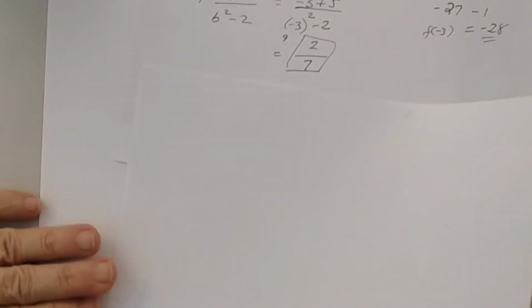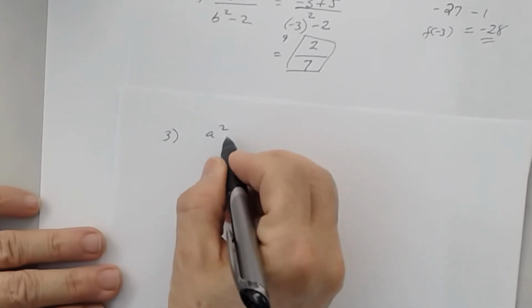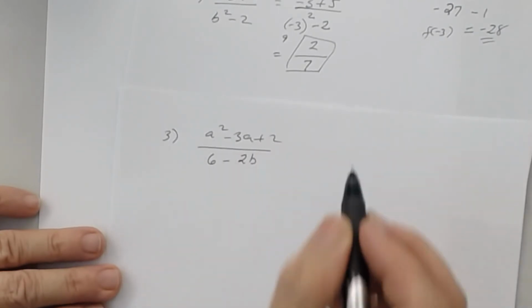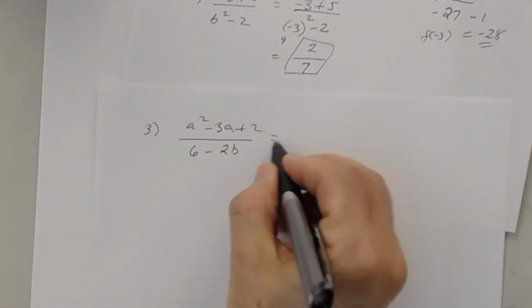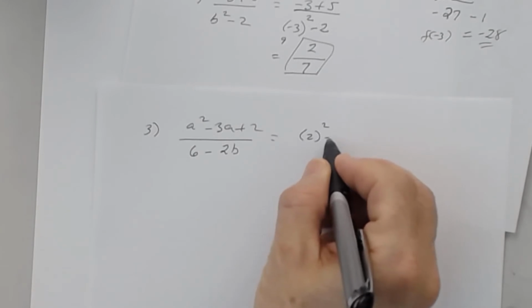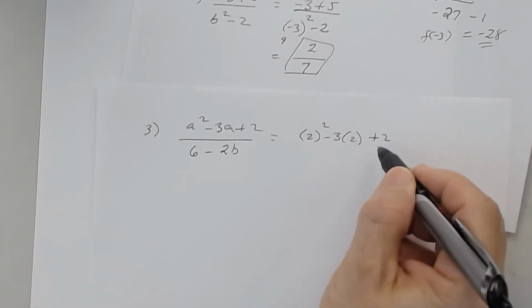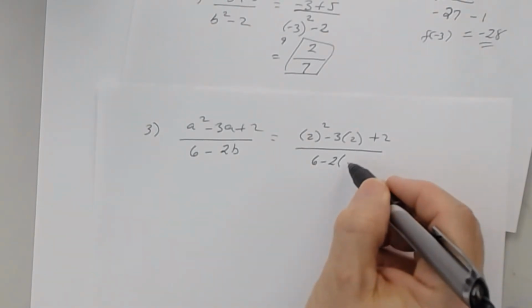All right, number 3. Suppose I had a squared minus 3a plus 2 divided by 6 minus 2b. Wherever I see the variable a, I substitute 2, and the variable b, I substitute negative 3. So I get in parentheses 2 squared minus 3 times a in parentheses, written as 2, plus 2, right? All divided by 6 minus 2 times in parentheses, what do I put? Negative 3.